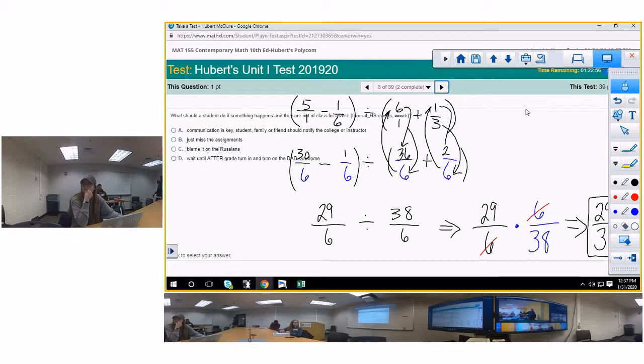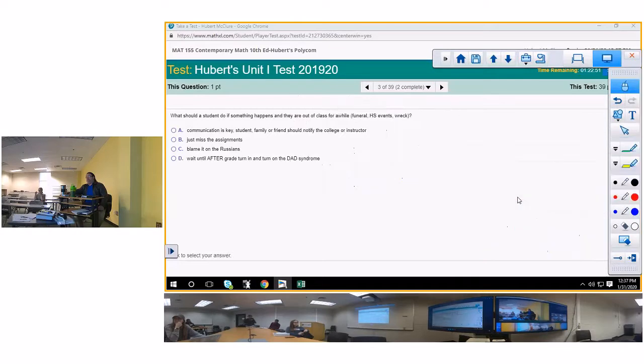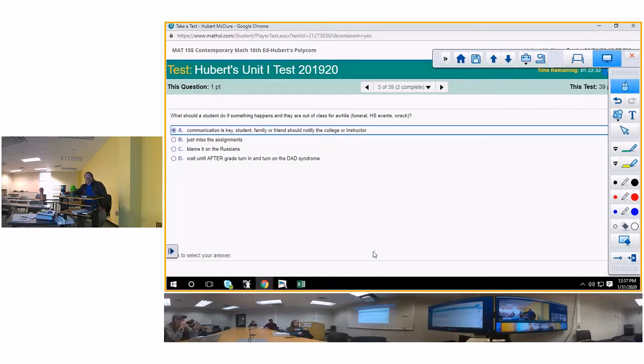All right. Oh my gosh. We got an unbearable problem. What should I do if something happens to me and I'm out of class for a while? What should I do? Wait until after grades turn in and act like I don't know what's going on? That's what you should do. How about A? Blame it on Russians. Whenever life treats you bad and you're not able to succeed at something, you always blame the Russians.